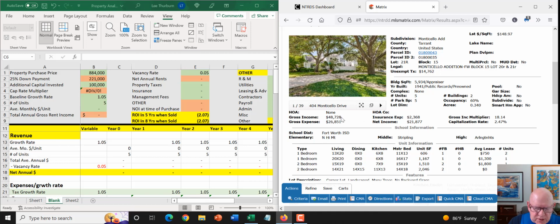$55,200. Now they're saying the gross income is $48,728. I cannot explain what that difference is, because the quick calculation for the revenue from 5 units shows to be 55,000. So there's a unit that has no income.